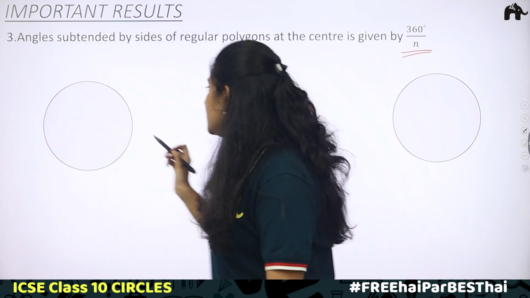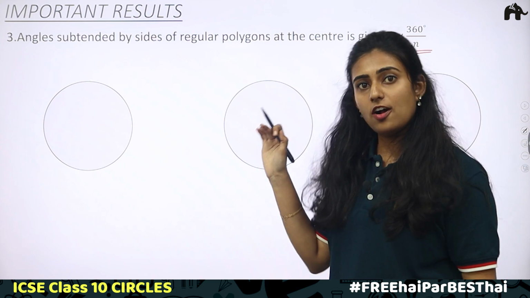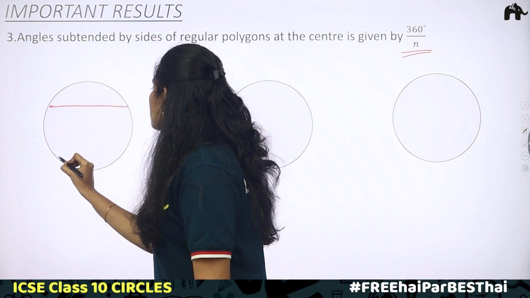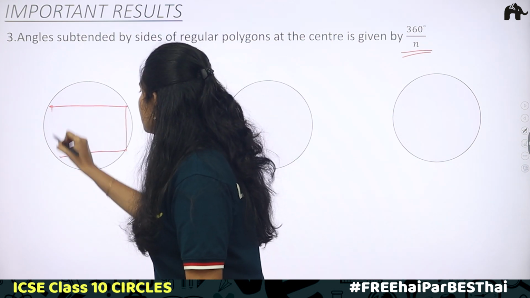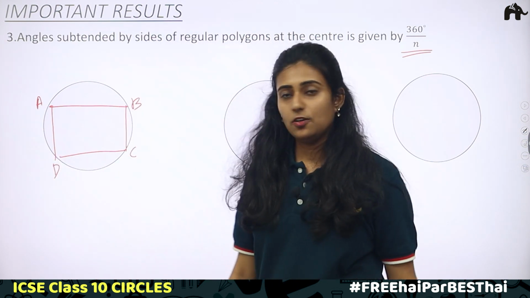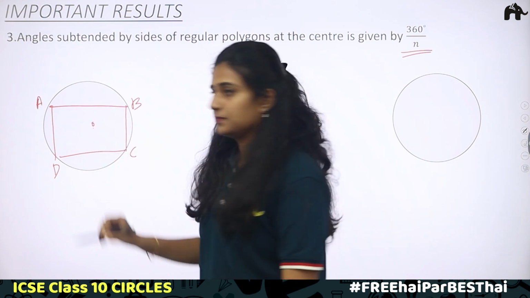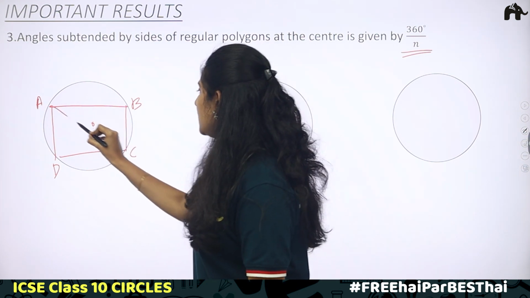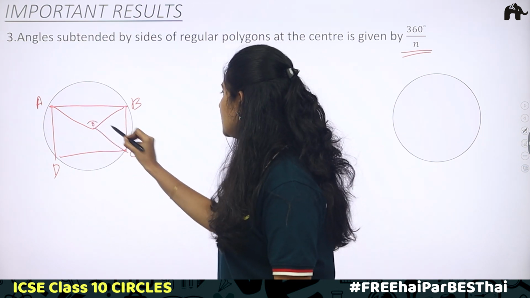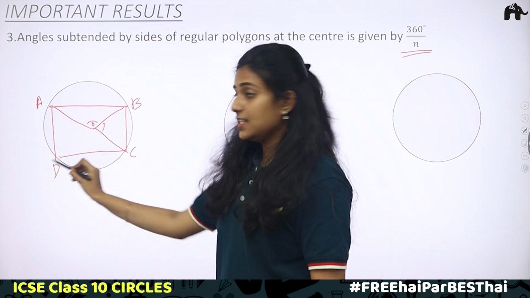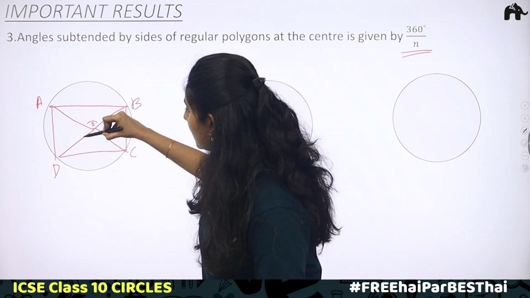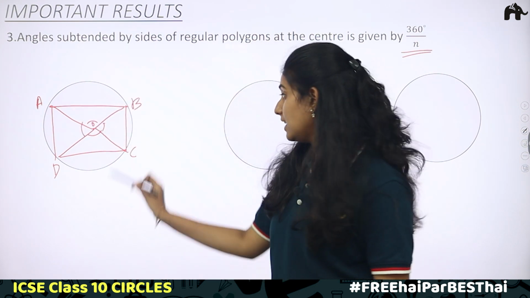Now here let us take a square. Square is a regular polygon, all the sides are equal. Inside this circle I am taking a square. Okay, this is my square A, B, C, D. Here we have center O. AB subtends angle AOB at the center. BC subtends angle BOC at the center. DC or CD subtends angle DOC at the center. And AD subtends angle AOD at the center.